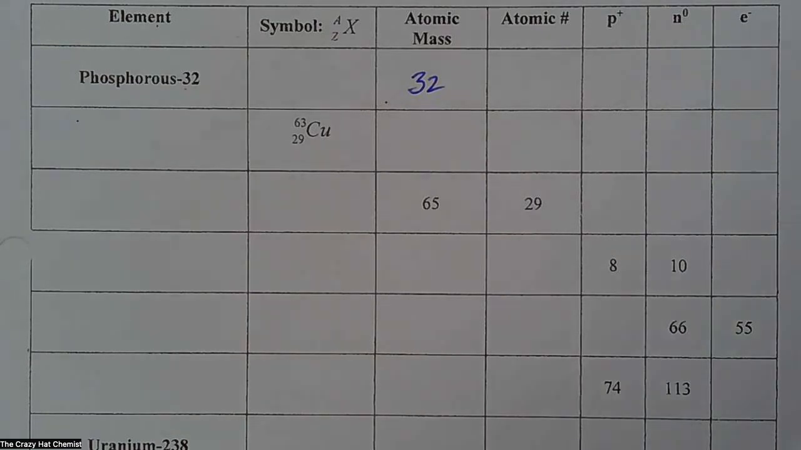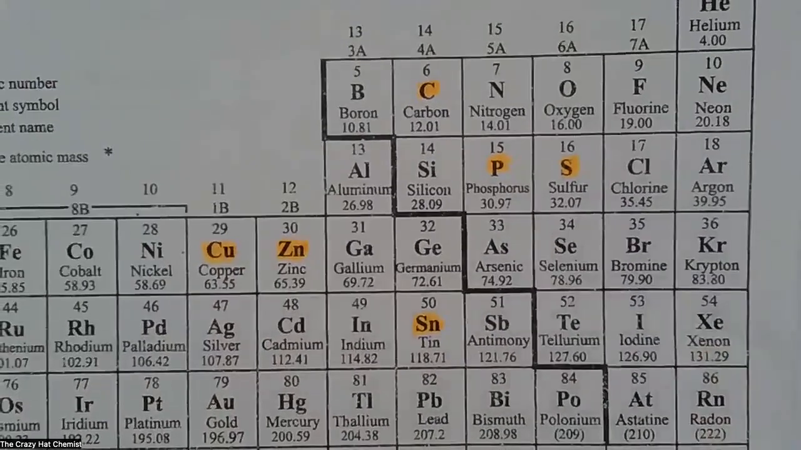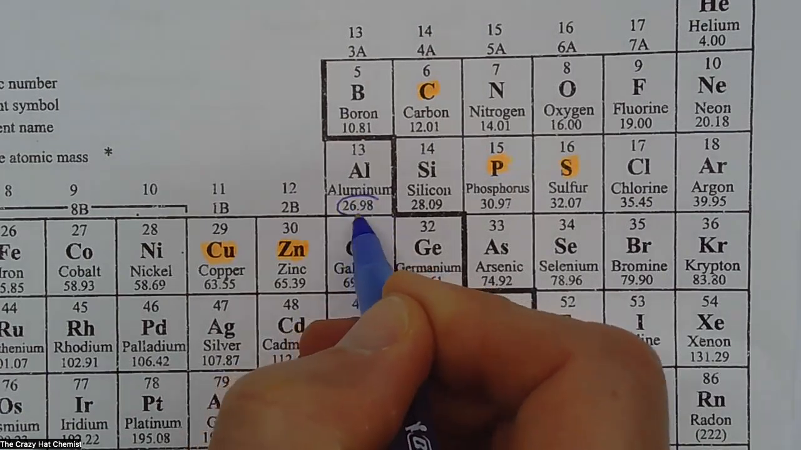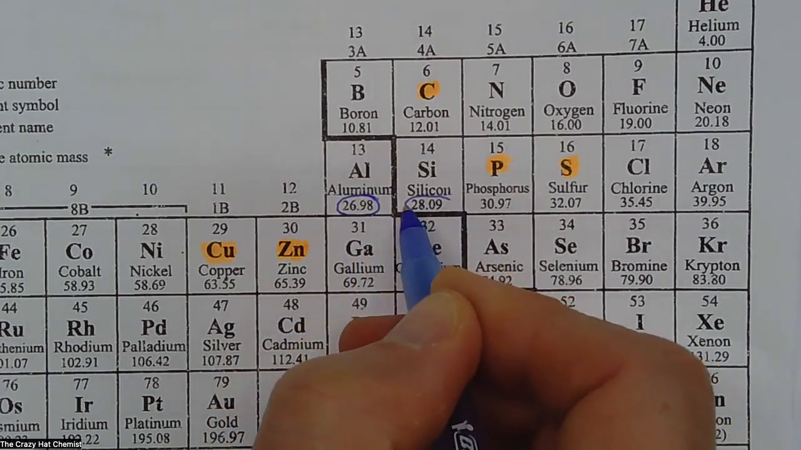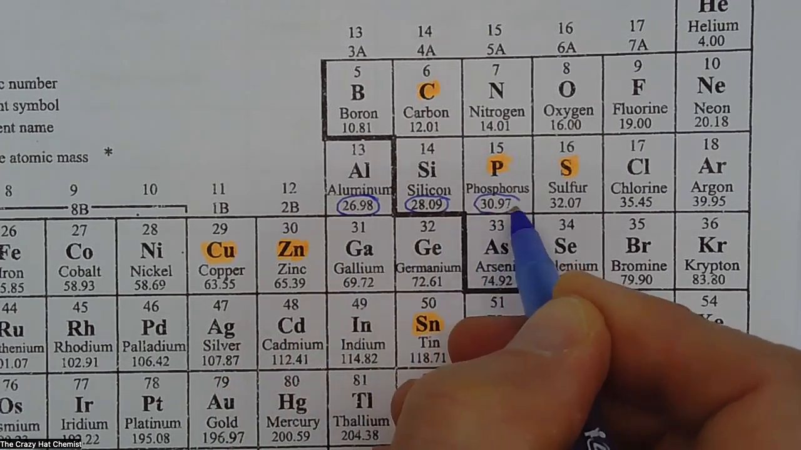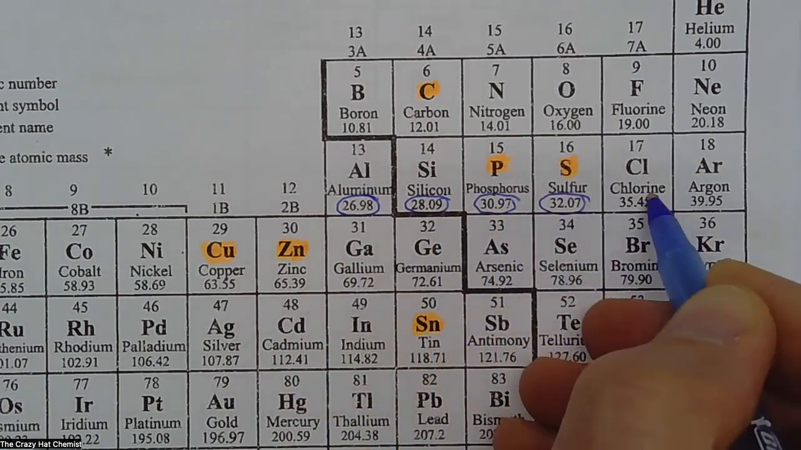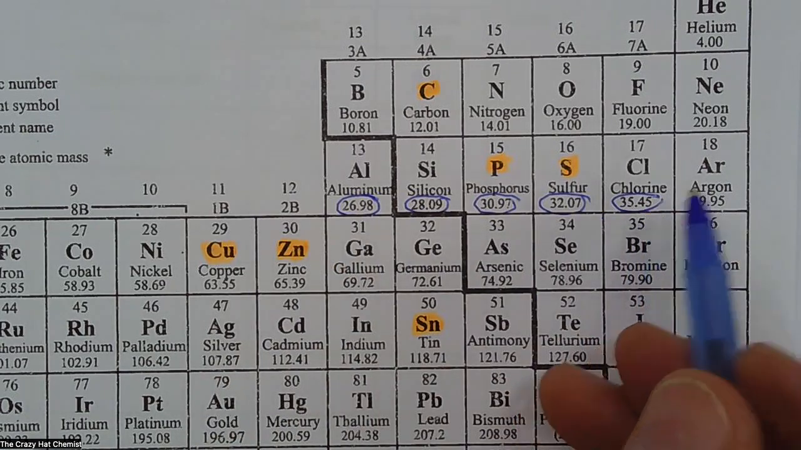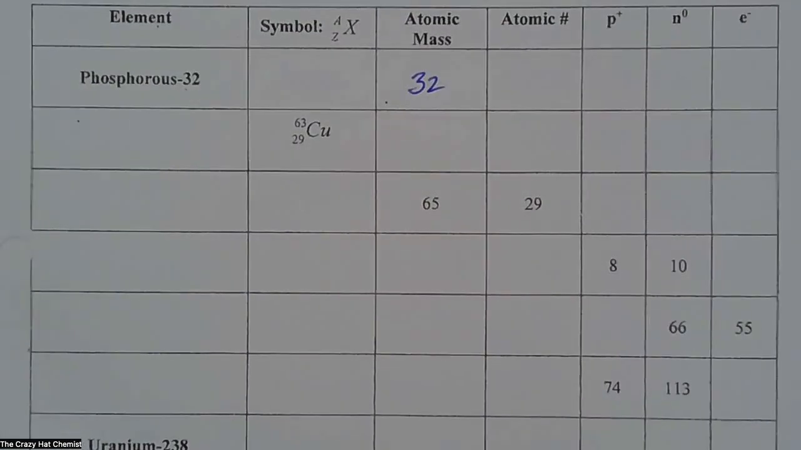Now I need to look on my periodic table and find out where phosphorus is. These numbers right here are called the average atomic masses of these elements. Since it's an average, and this is written down as phosphorus 32, it is an isotope of an element. We'll talk about isotopes a little bit later, but this is an isotope of an element.